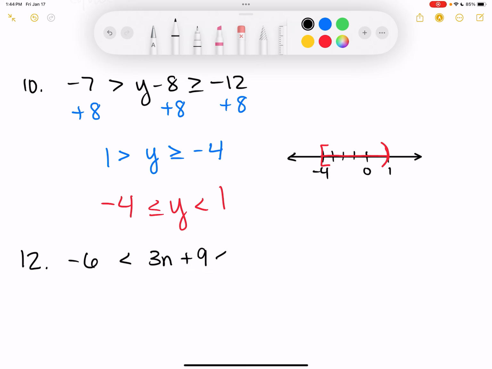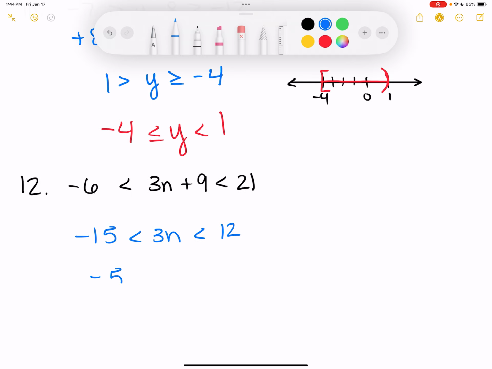All right, number 12. Negative 6 is less than 3n plus 9 less than 21. So again, everything that we do, we have to do to all the pieces. The first thing I'm going to do is subtract 9 from everywhere. I'm just going to do it. So negative 6 minus 9 would be negative 15 is less than 3n is less than 21 minus 9, what is that, 12? Yep, now I'm dividing by 3 in everything. So this is going to be negative 5, less than n, less than 4.